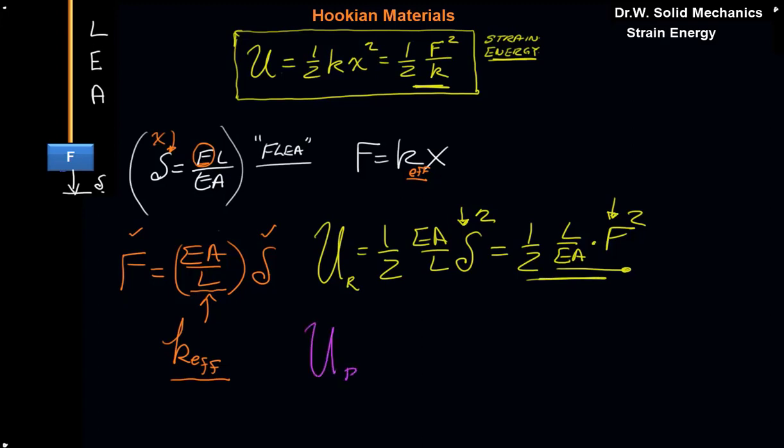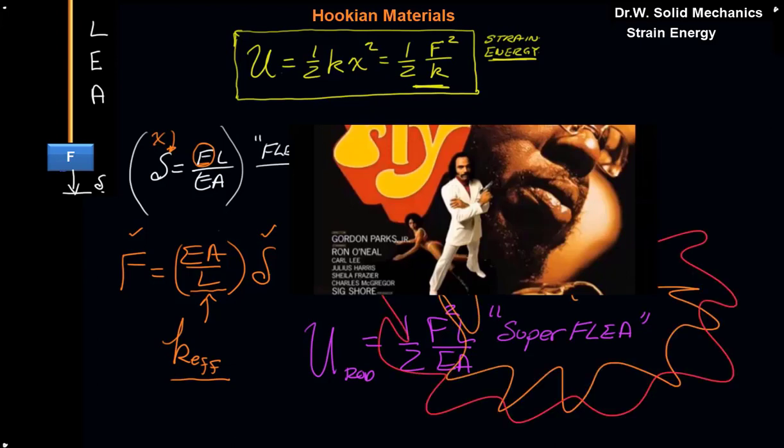So the energy in a rod will be 1/2 F squared L on EA, our so-called superflea equation. Ooh, super flea.